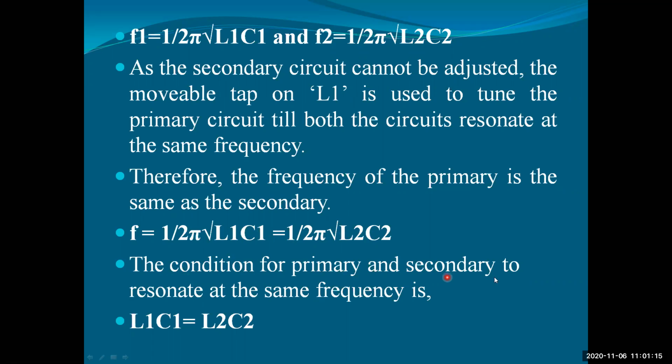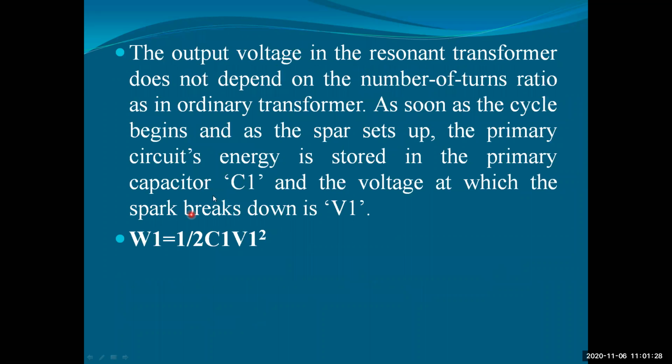The condition for primary and secondary to resonate at the same frequency, simplifying this expression, gives L1 C1 is equal to L2 C2. Is it clear? The 1 by 2 pi is cancelled, so L1 C1 is equal to L2 C2. The output voltage of the resonant transformer does not depend upon the turns ratio. A resonance transformer does not depend on the number of turns ratio as in an ordinary transformer.